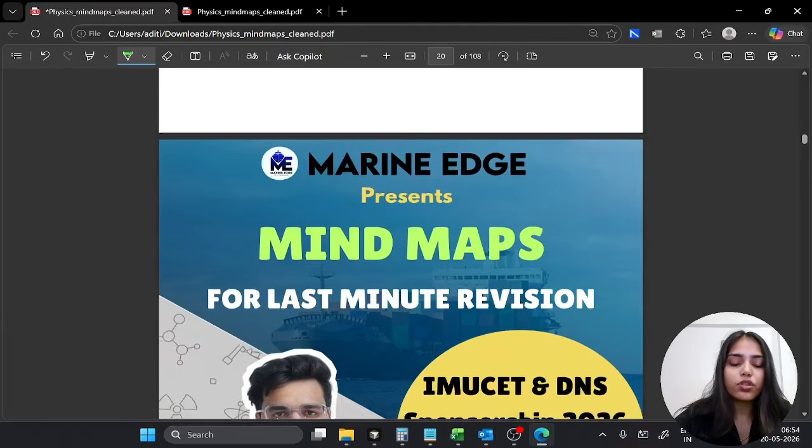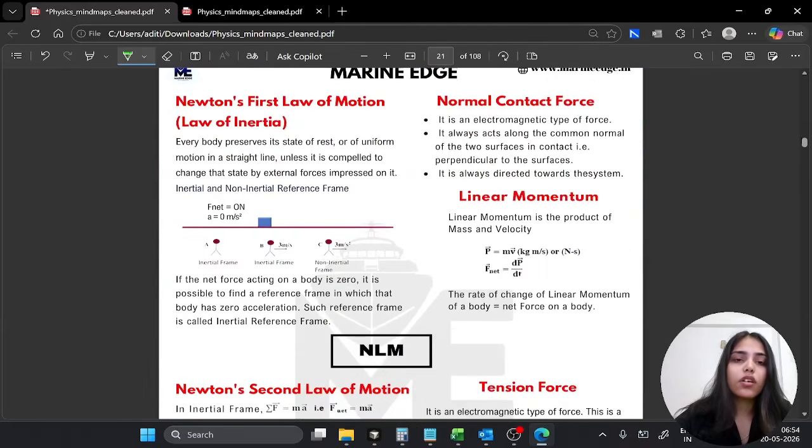Next, we have circular motion. Before we go there, the first base concept is inertia. What is inertia? Inertia is the property or ability of a body to try to maintain or preserve its own state. Every body, if it is at rest, will try to stay at rest. If it is constantly in motion, it will try to stay in motion. Every body preserves its state of rest or of uniform motion in a straight line unless it is compelled to change its state by an external force. This is called the law of inertia.